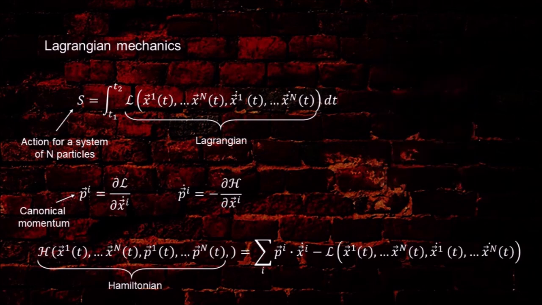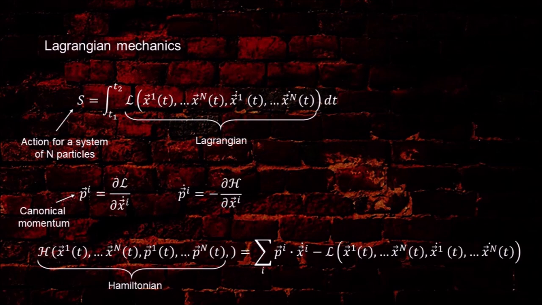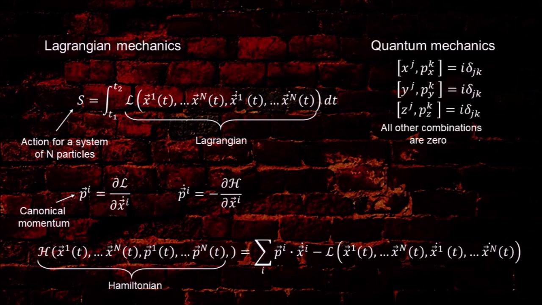So, we can derive the equations of motion from the Lagrangian by following this procedure. Now we need the rules of quantization, which are pretty simple. Take the variables p and x and turn them into operators that satisfy these commutation relations.